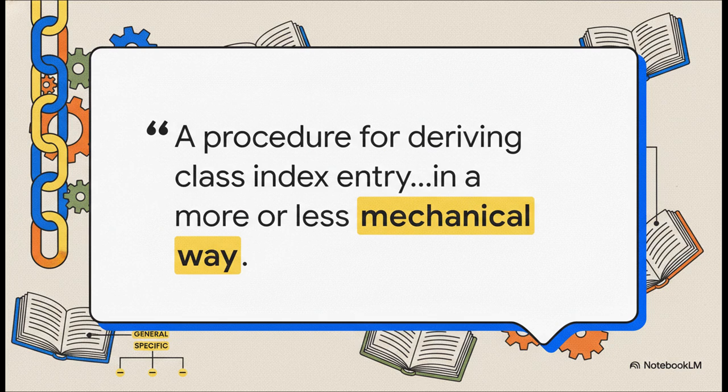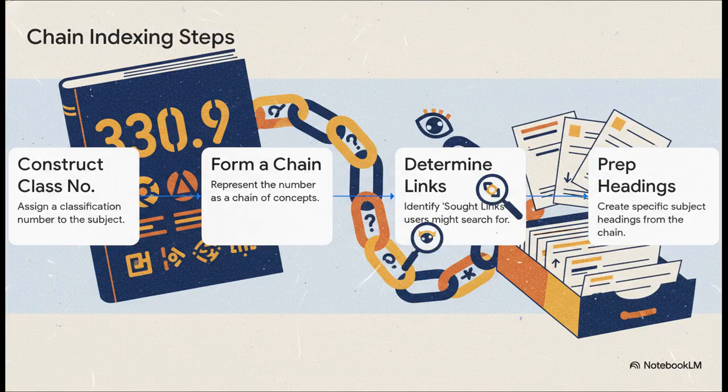It was developed by this absolute genius of a librarian, S.R. Ranganathan. And you can see from his quote, he saw it as a really systematic, almost mechanical process for breaking down a big topic into a chain of smaller connected ideas. So here's how it actually works. First, the indexer gives the subject a classification number. Then, they break that number down into what they call a chain of concepts, from the biggest idea to the smallest. The really clever part is step 3. They figure out which parts of that chain someone is actually likely to search for, and those become the index entries.